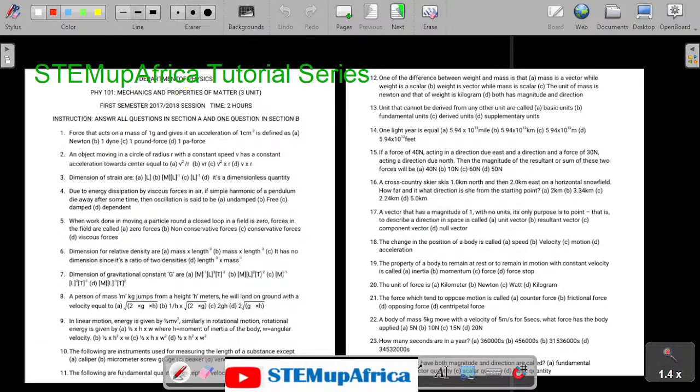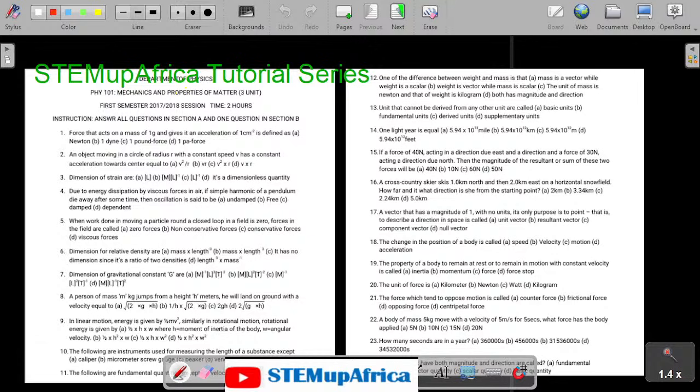The following are instruments used for measuring length of a substance except: we have a caliper, micrometer, screw gauge, we have beaker, we have vernier caliper. A beaker, we use it to measure volume. I believe you know beaker in chemistry, which is one you use in titration. We cannot use it to measure length but volume. So the answer is C, beaker.